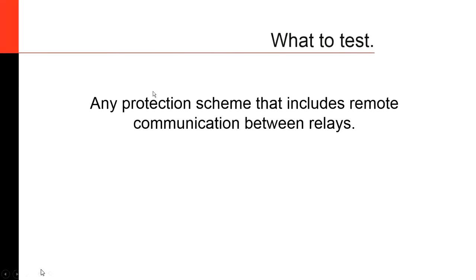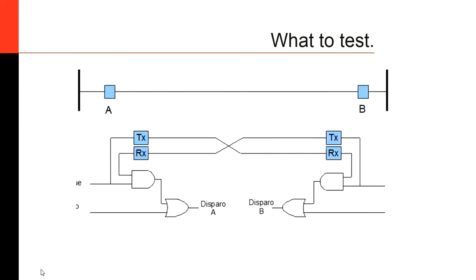What do you test? Well, from the scheme that we saw before, it is clear that when you're talking about end-to-end testing, what you are testing is any protection scheme that includes remote communication between relays. This is an example. You have a line, you have a relay in side A, a relay in side B. They're talking using some sort of communications protocol. Relay A is communicating to relay B whether it thinks that it should trip or not. Relay B is relaying that same communication to relay A. If both determine that they have to trip, okay, then they'll trip together.